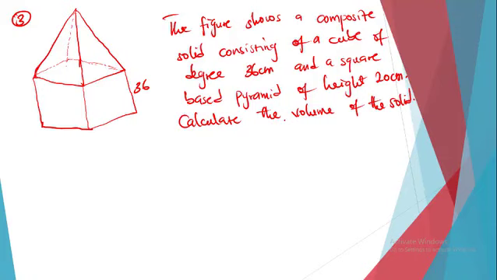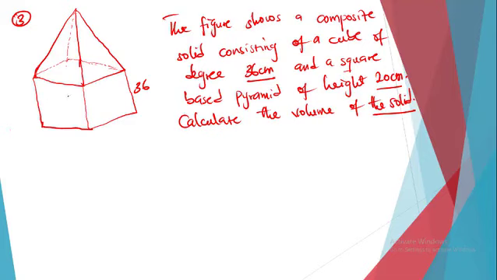Okay, we have question number 3 on the screen. It says the figure shows a composite solid consisting of a cube of edge 36 cm and a square based pyramid of height 20 cm. Calculate the volume of the solid. Okay, you can see the figure on the screen.